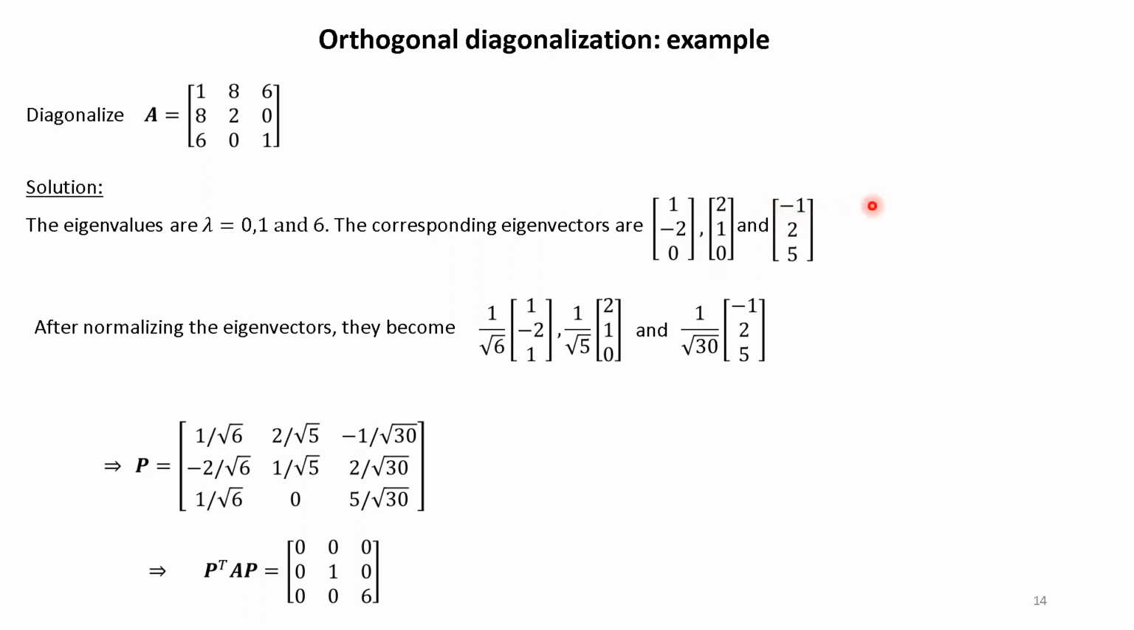Now, these are orthogonal bases, but if you want orthonormal, you normalize them, and then you have these three vectors. If you then go ahead and construct the matrix P, you will find that P transpose AP is given by this matrix here, which is a diagonal matrix.